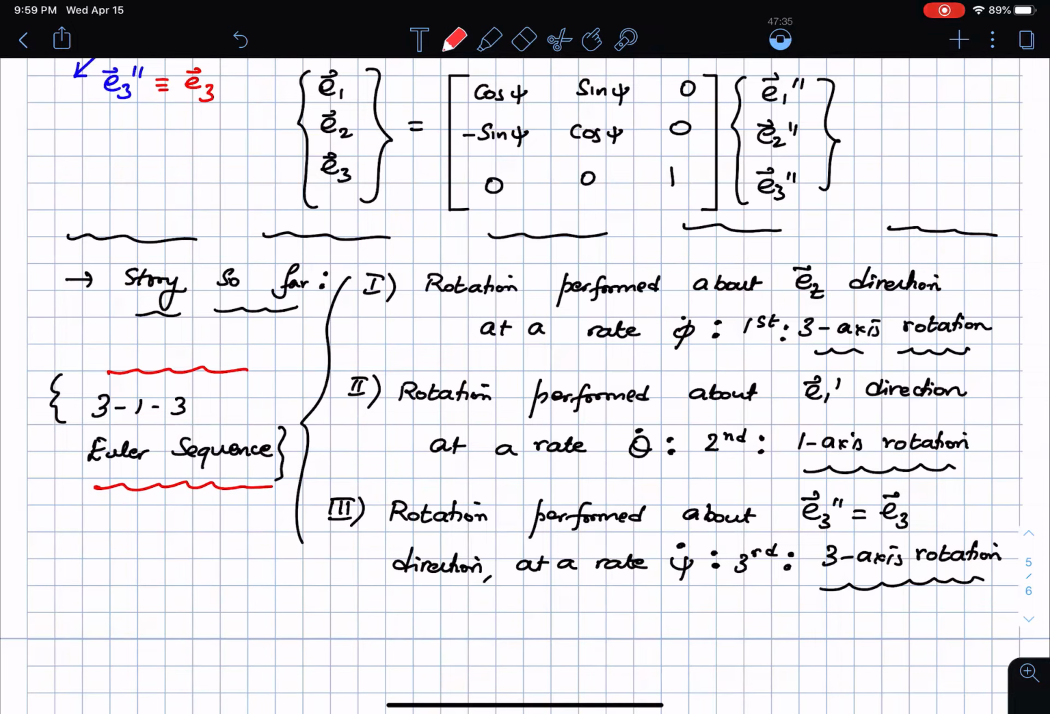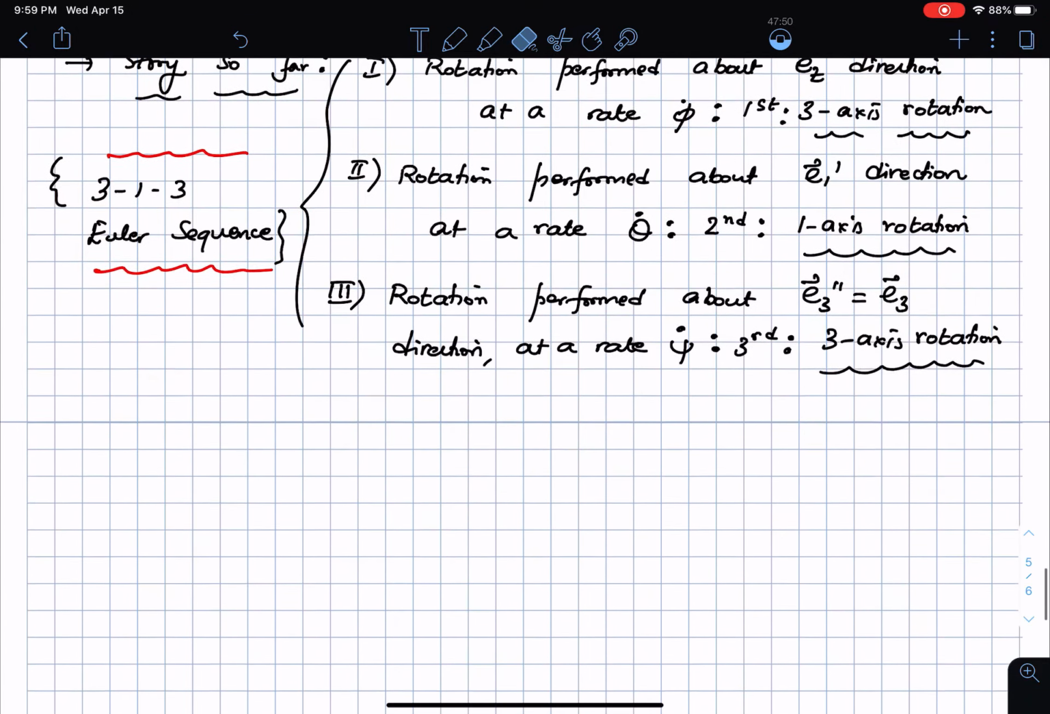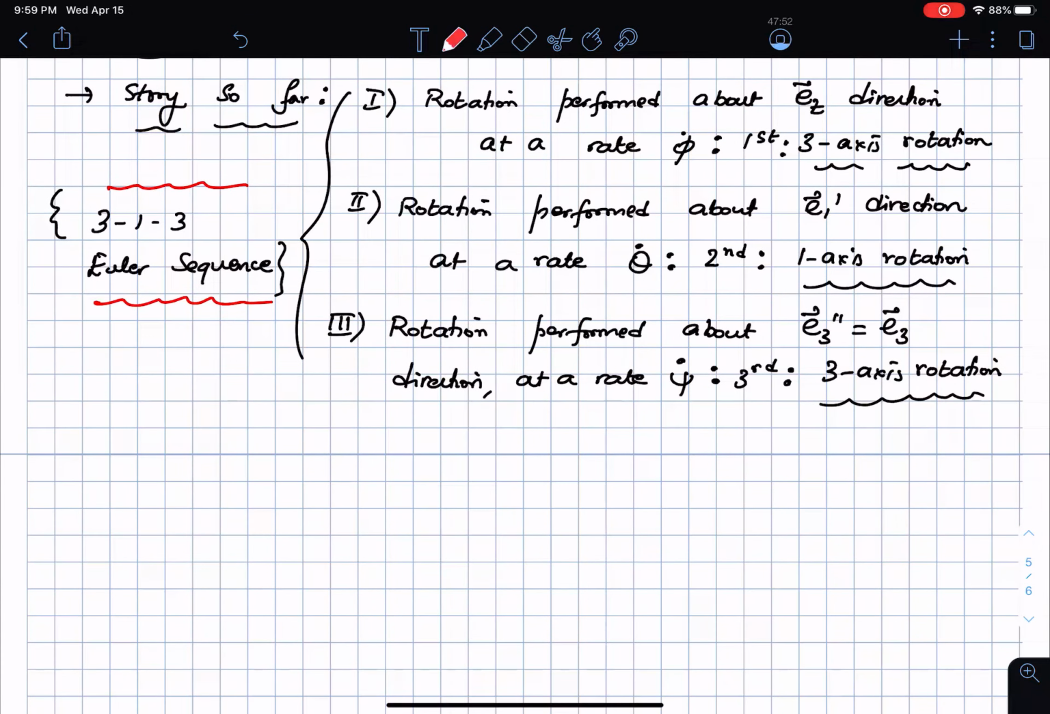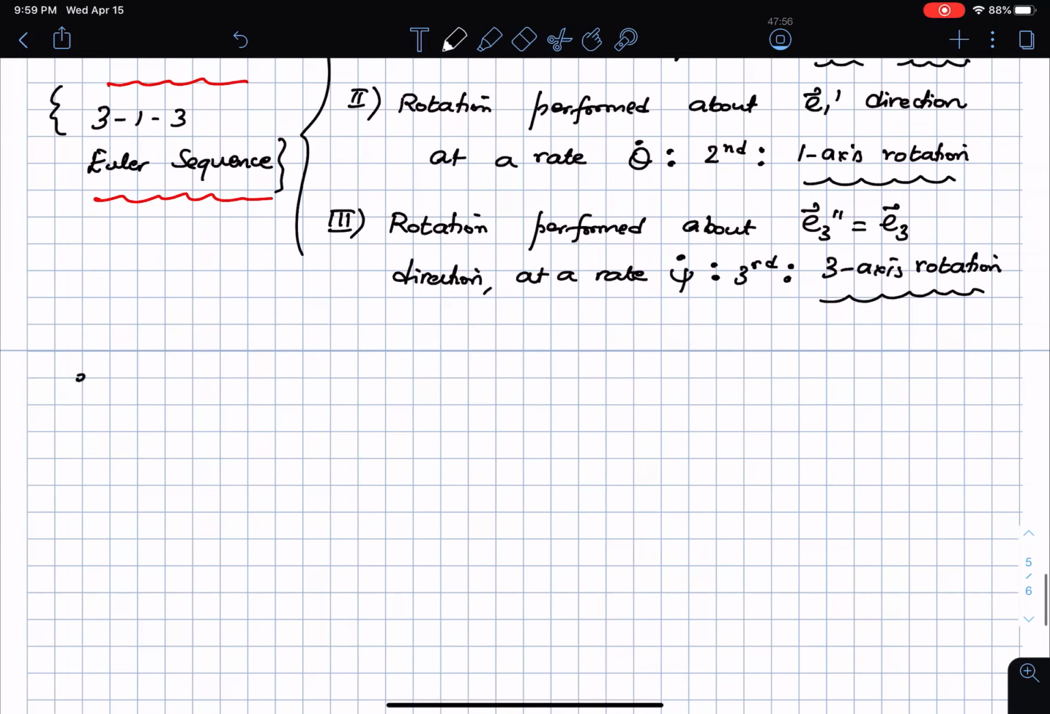But if you're in the aerospace industry, then typically the 3-2-1 sequence is also very popular, probably more popular than the 3-1-3 Euler sequence. All right, now what I'm going to do is I'm going to collate all these figures and have the transformation equations written down next to them. Okay, so I'm going to look at all the figures, the transformation figures. Okay, so combine or collect all the rotation figures.